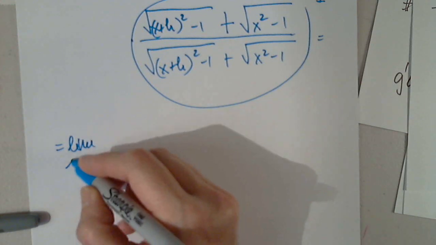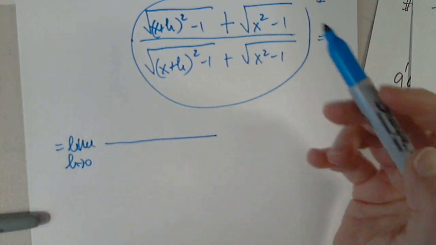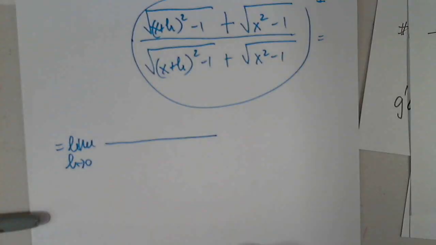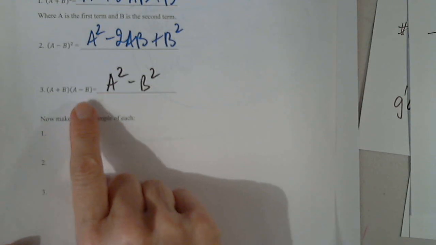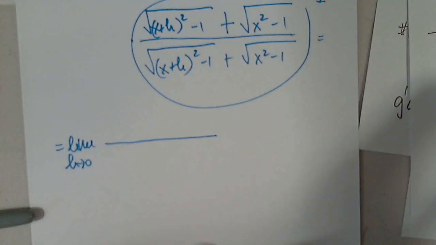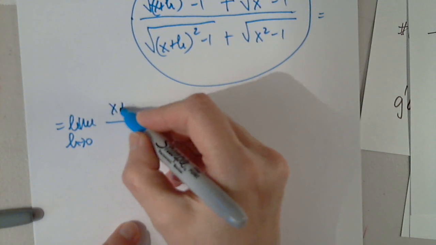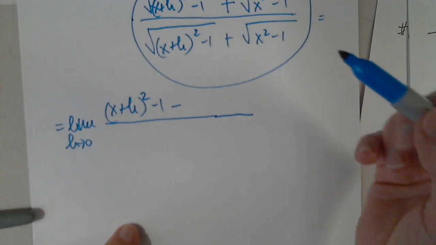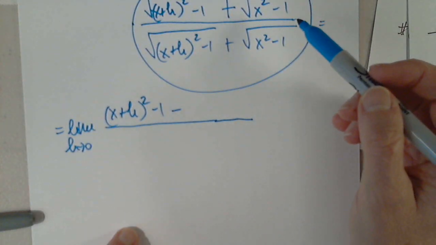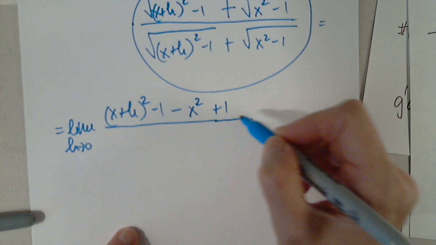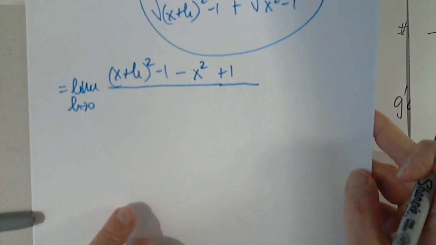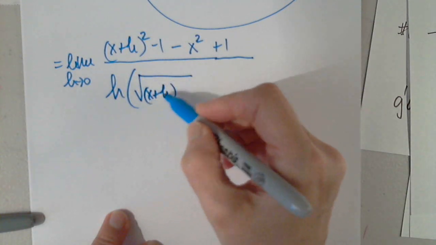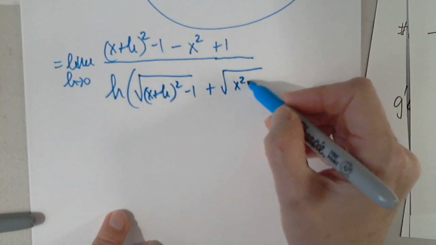So then I have the limit as h approaches 0. The numerator, please remember, that's why I've been torturing you with this, quote unquote. I'm using a plus b times a minus b equals a squared minus b squared. So the first term squared is (x plus h) squared minus 1 minus, I should write in parentheses, x squared minus 1 with minus in front, over h, in parentheses, the square root of (x plus h) squared minus 1 plus the square root of x squared minus 1.